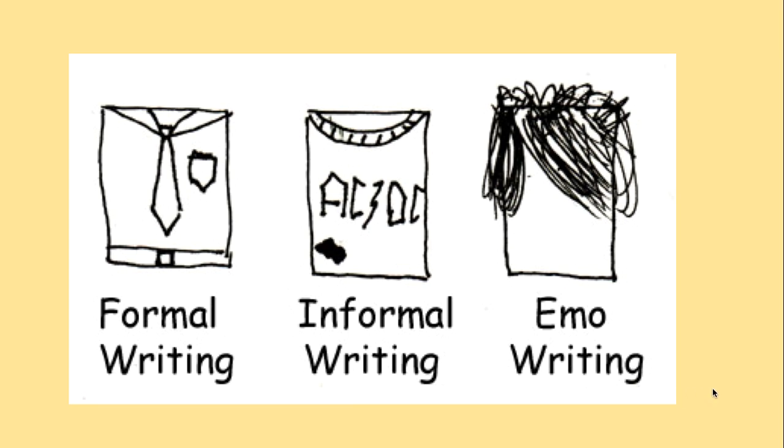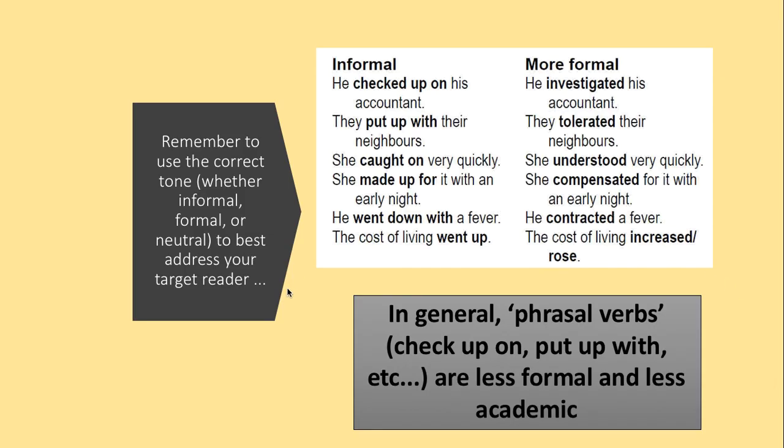All right, so different forms of writing. How do we approach formal and more academic, professional sounding writing? Well, one tip is to remember to use the correct tone, whether informal, formal, or neutral, to best address your target reader. Who are you writing for? Who are you writing to? If it's informal language, phrases such as, he checked up on his accountant, they put up with their neighbors, she caught on very quickly, she made up for it with an early night, he went down with a fever, and the cost of living went up are acceptable on an informal level.